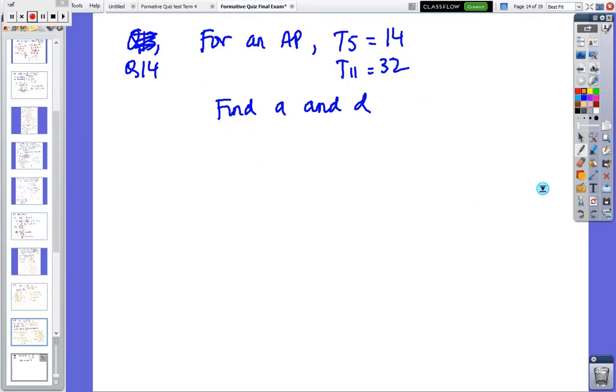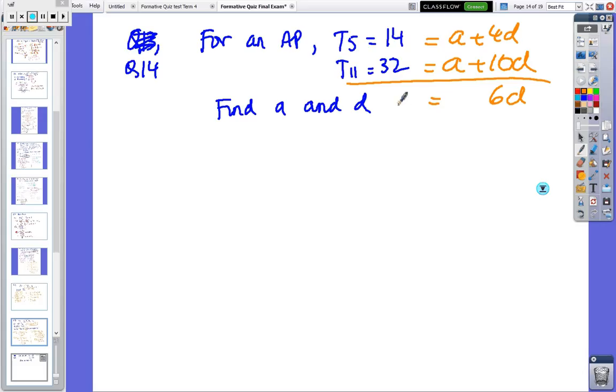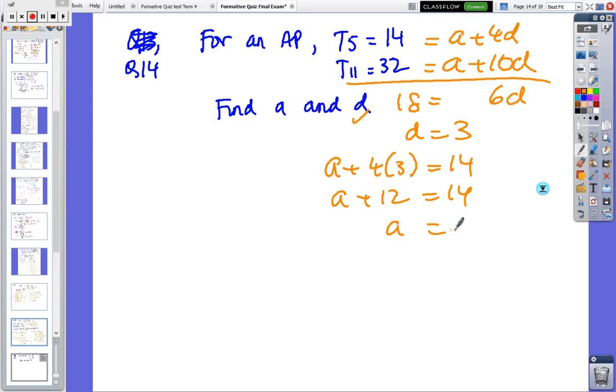Okay, in an AP, T5 equals 14, T11 equals 32, find A and D. So it's simultaneous equations. We've got T5 equals A plus 4D, T11 equals A plus 10D, and we subtract, so we get 6D equals 18. So D equals 3. And then A plus 4 times 3 equals 14. A plus 12 equals 14. So A equals 2. So once you have this sort of information, it's simultaneous equations and subtract to kill off A.